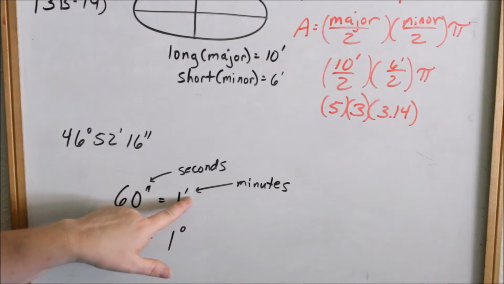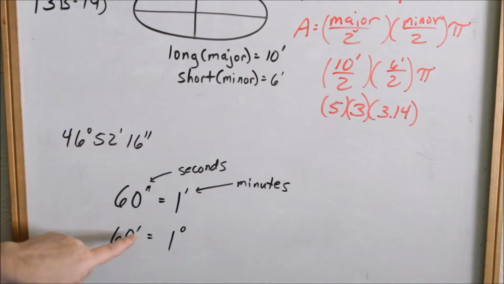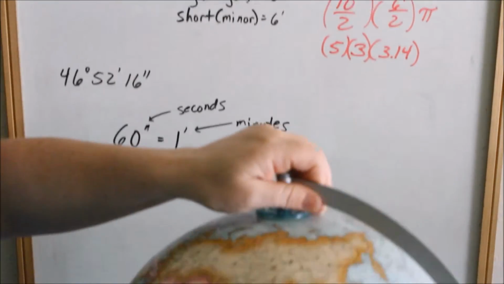Okay? So here are some conversion factors to know. 60 seconds equals 1 minute. These symbols, seconds and minute. 60 minutes equals 1 degree. Okay, now I'm going to look at the globe. Show you on a globe.